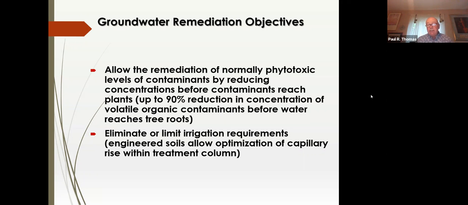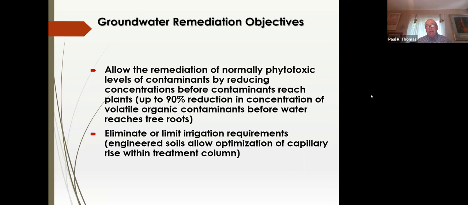What our system does is allow us to address what would normally be phytotoxic levels of contamination by providing a large volume of potential contaminant reduction in a backfill soil column, which has the potential, based on measured concentrations, to reduce contaminant concentrations up to 90% before it ever gets to the tree.